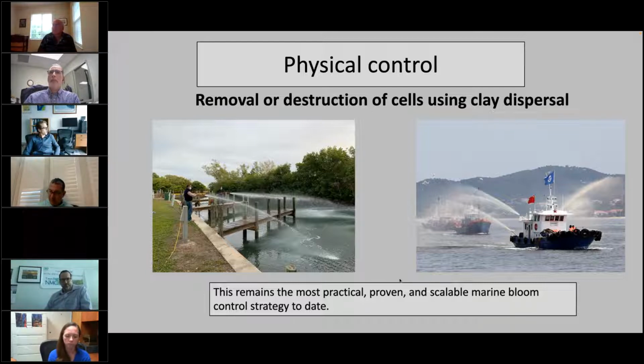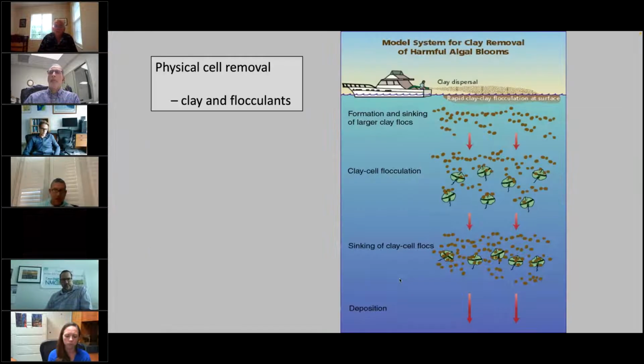And it really does, to this day, remain the most practical, proven and scalable marine control strategy to date. But as I'll show you, there's still a lot we have to do to make it acceptable in Florida on the Karenia red tide. So how does it work?